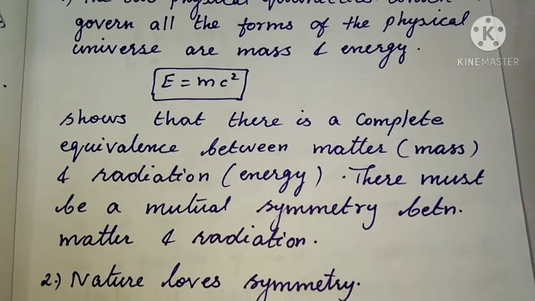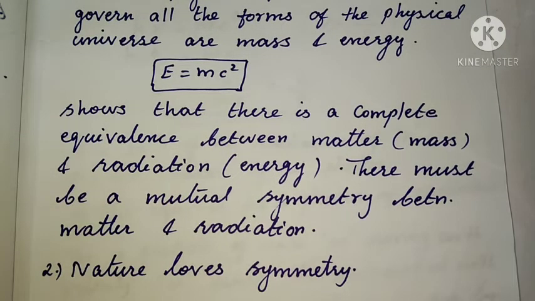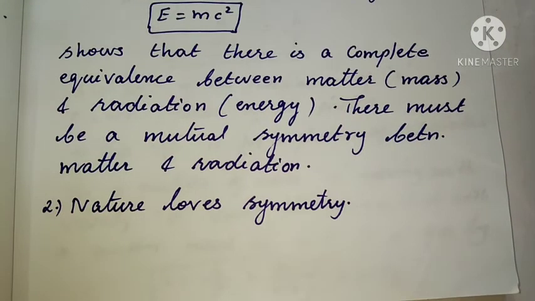Matter and radiation, or mass and energy. Then the second consideration is nature loves symmetry. So according to de Broglie, radiation has a dual nature. Therefore, from symmetry considerations, de Broglie predicted that matter must also possess dual nature. That is, mass also possesses dual nature.